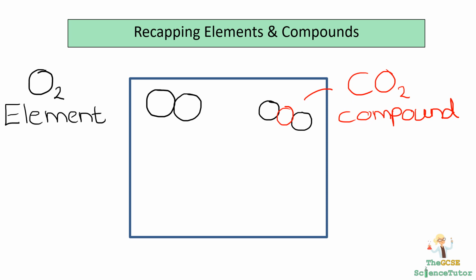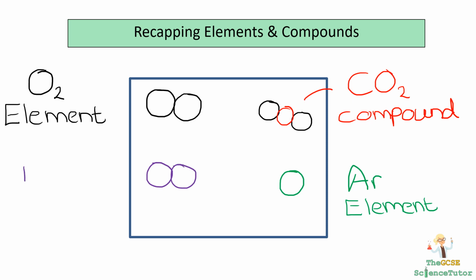Let's take a look at argon. Argon has the formula Ar and is just represented by a single atom. This would also be an element because it is the same type of atom. There's only one atom, it cannot be a molecule. And nitrogen is very similar to oxygen. It has the formula N2, two nitrogen atoms bonded together, so therefore it is an element.